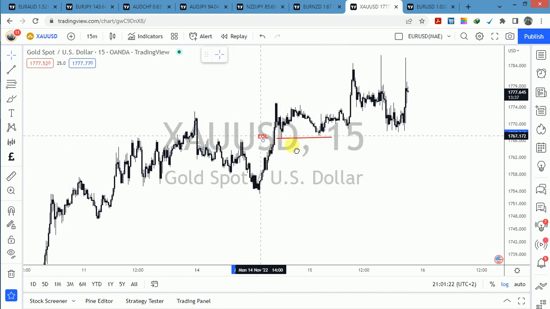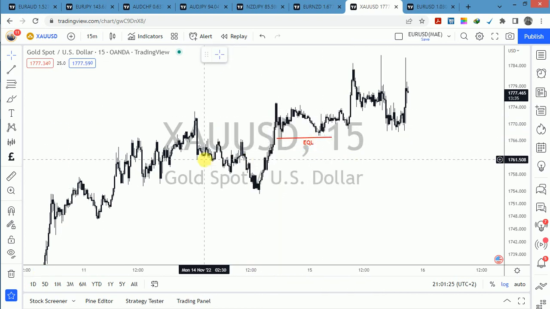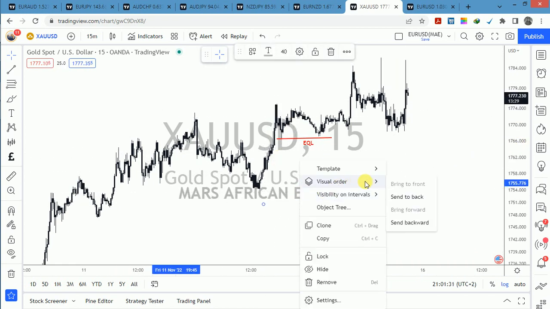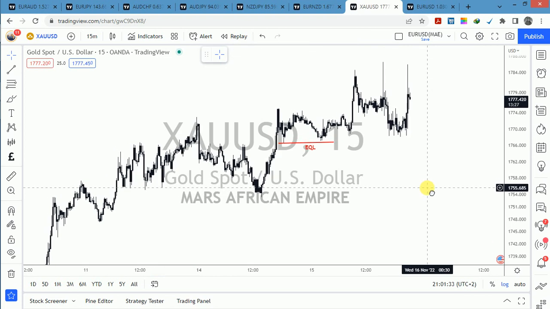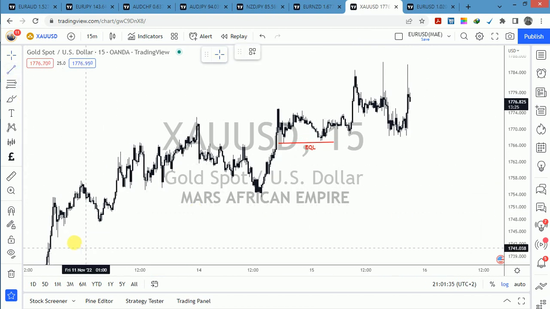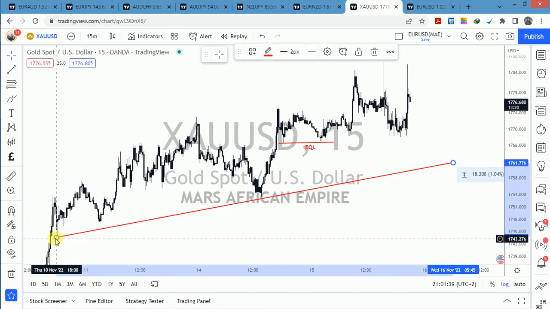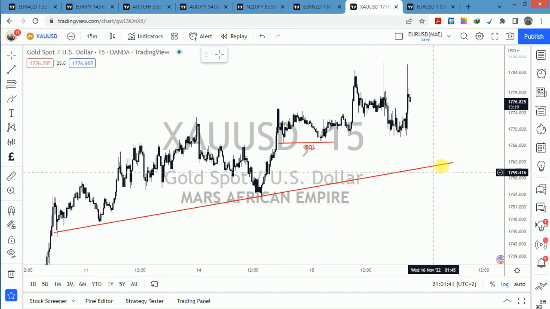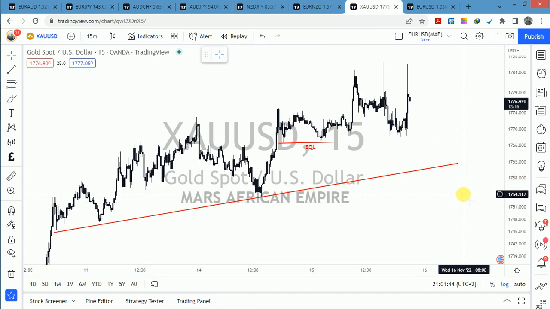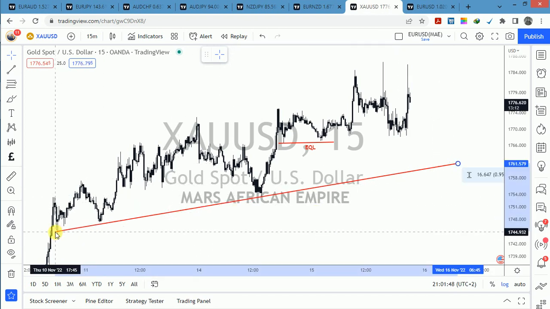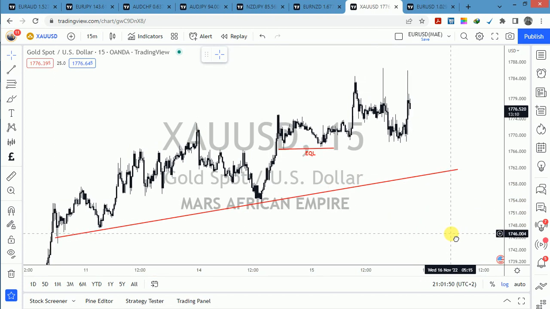So if you see equal lows, you need to know that we have to take them out before we can continue to go our way. So we need to take out those equal lows, and then okay. For those who are trading trend lines, this is what we have.